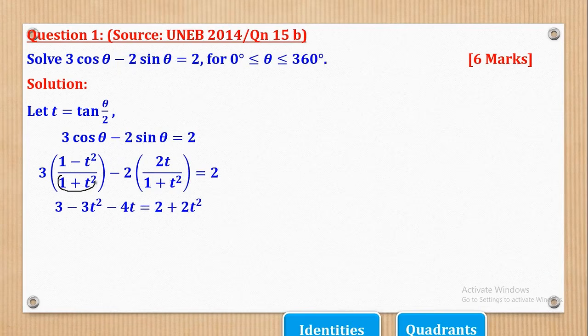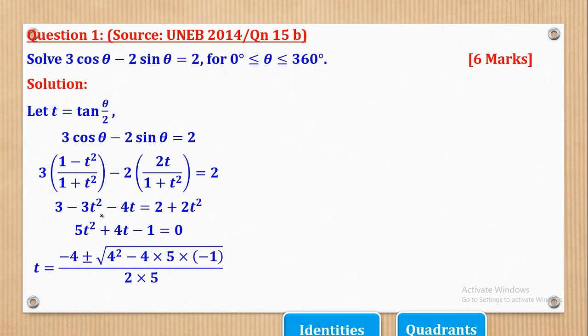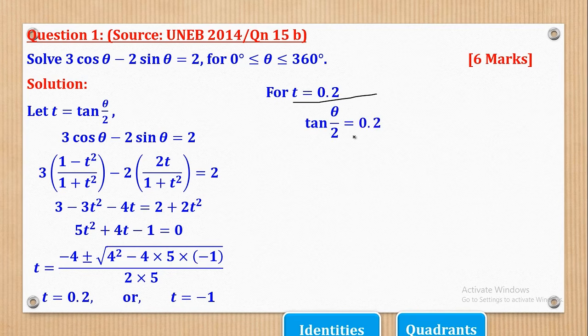So the LCM is this, so multiply through by the LCM, you come up with this for this, and this for this, and this for that. The next is to collect like terms. So I'll come up with a quadratic and solve it using either factorization or the bulldozer method. So when I use bulldozer, I'll come up with this, and therefore the values of t will be 0.2 and -1. Now for t equal to 0.2, it implies that tan theta over 2 is 0.2, therefore theta over 2 is equal to 11.31 degrees, therefore theta will be 22.62 degrees.